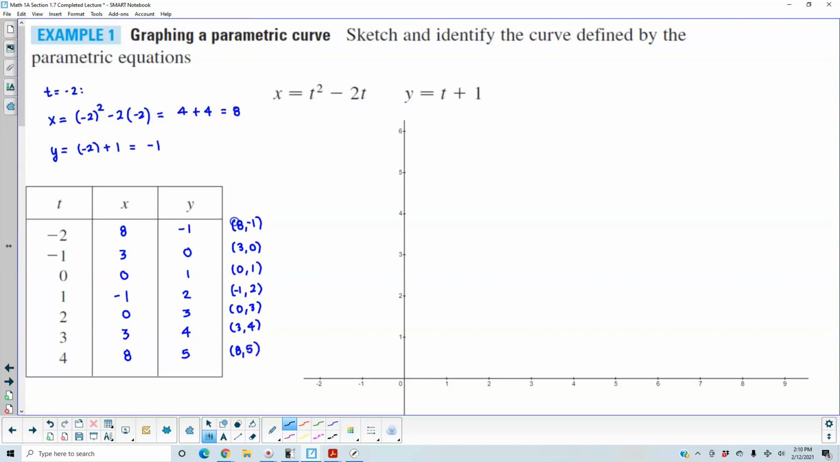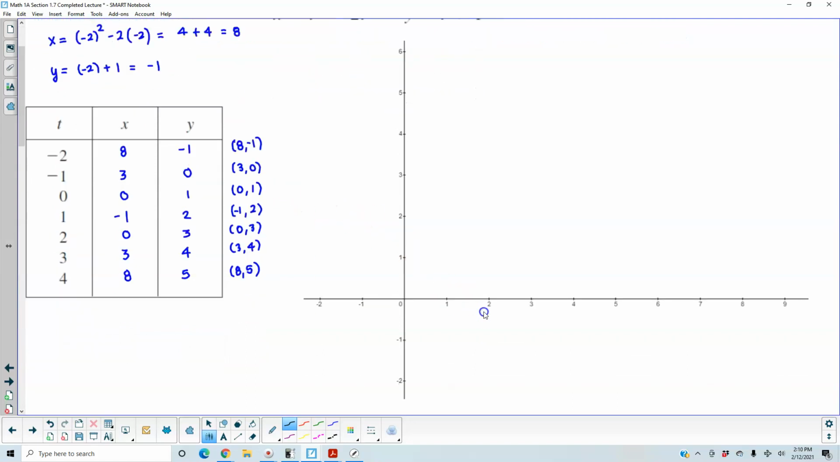So what we're going to do is go ahead and plot these points. Over here on our graph, we're going to plot 8 and then -1. And then we have 3, 0. And we have 0, 1. And then we have -1 and then 2. Then we have 0, 3. Then we have 3 and then 4. Then we have 8 and then 5.